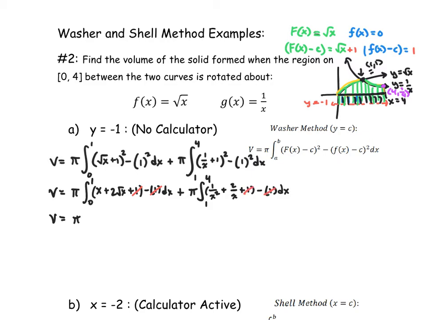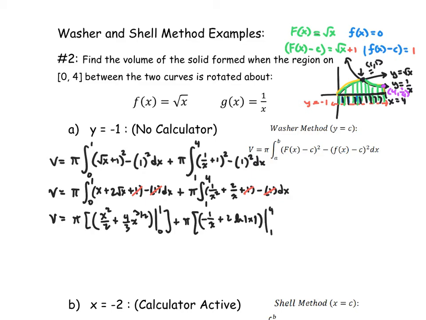So if I were to integrate these, I would get, let's see, x squared over 2 plus the integral of 2 root x would be 4/3 x to the 3/2. Okay, and that will be evaluated from 0 to 1, plus pi times, let's integrate these, this will be negative 1 over x plus 2 ln of x evaluated from 1 to 4. Okay, once we evaluate this, we'll have our volume.